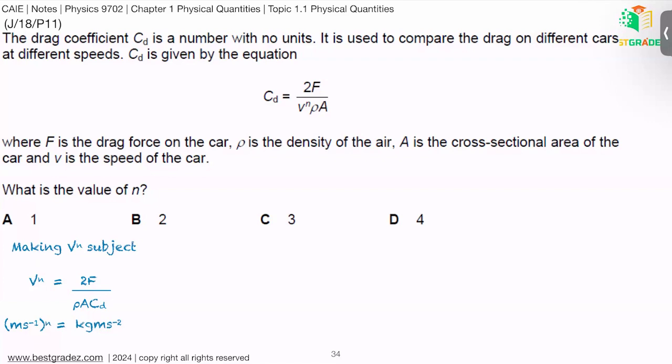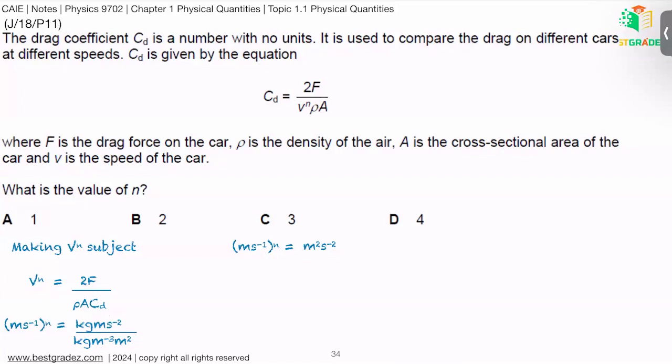Density is mass per unit volume and area is meter square. And CD, which is drag coefficient, doesn't have a unit. This is what they have specified over here. So if I simplify, I get kilogram cancels, m and m minus 2. One of the m cancels out. So yeah, m square s minus 2.